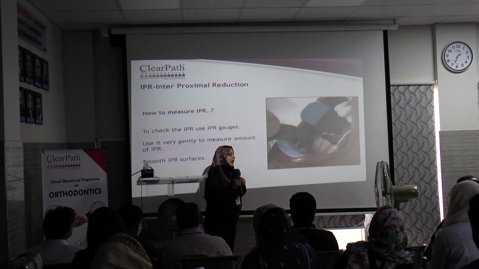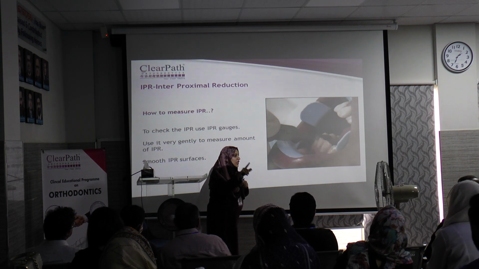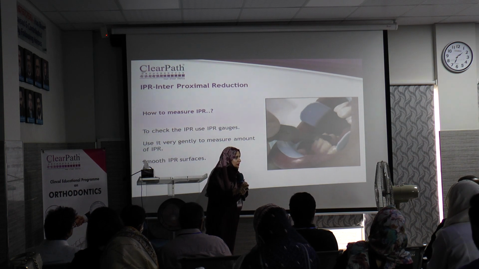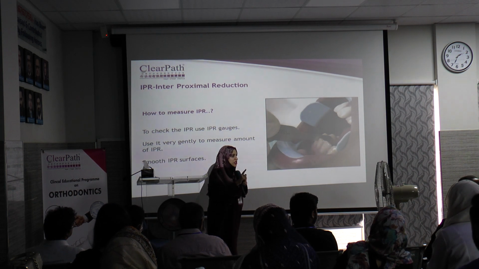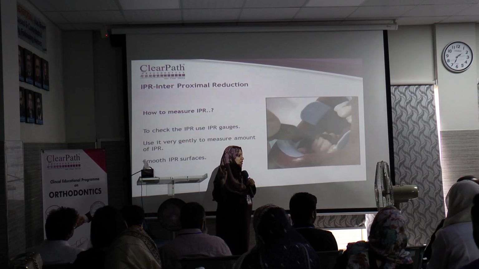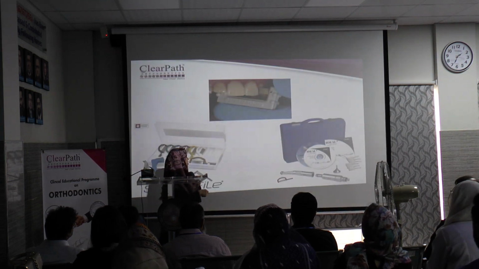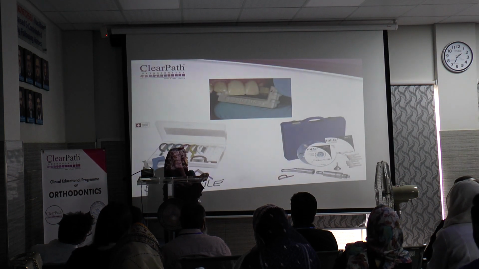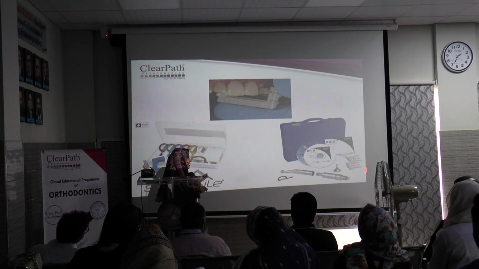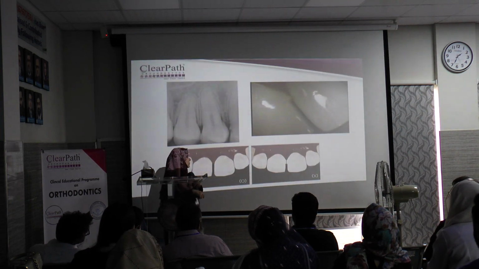Whenever we send you the aligners, we send you an IPR form in which we have mentioned which tooth the IPR has to be done on, and you have to follow exactly the instructions. Which stage it has to be done at is also mentioned very clearly in the form. I'll show you the form. Okay. So this is the IPR kit with the IPR strip holders, the discs, the gauges, slow-speed handpieces and high-speed handpieces.